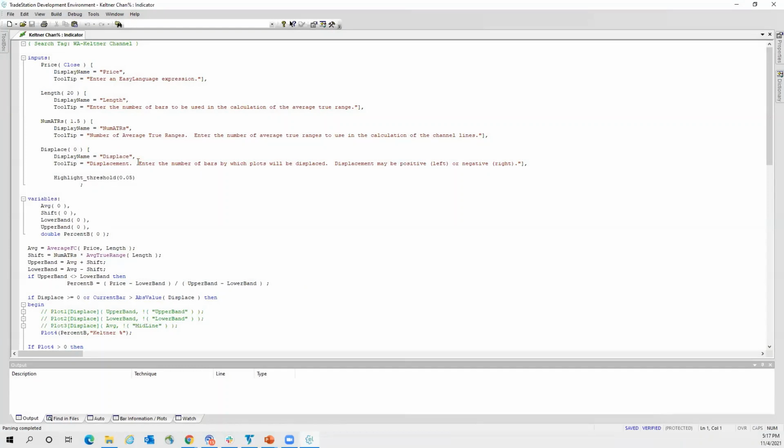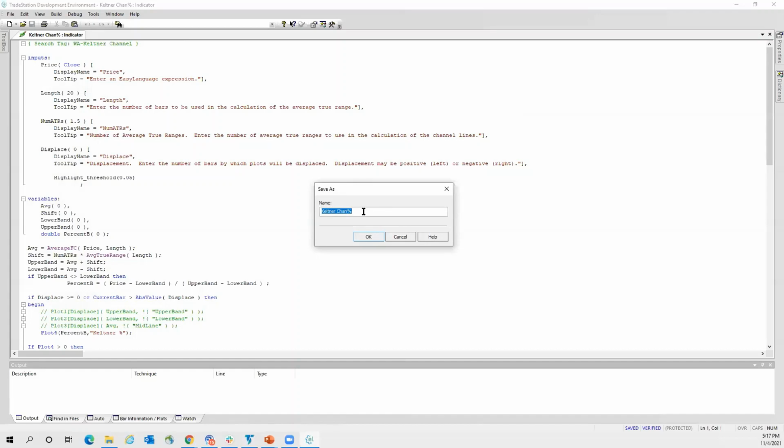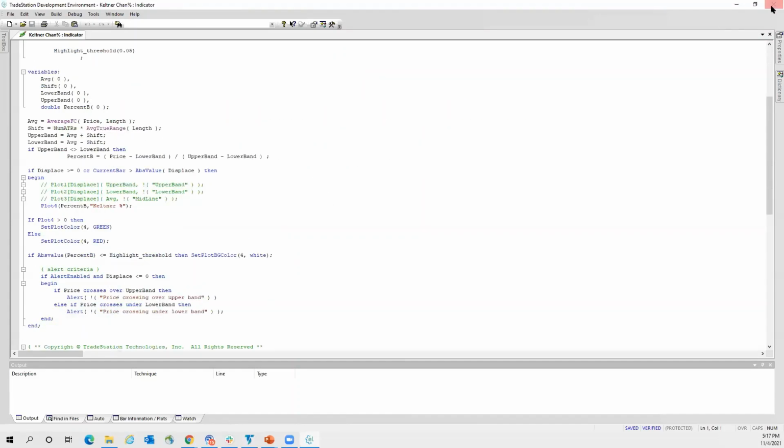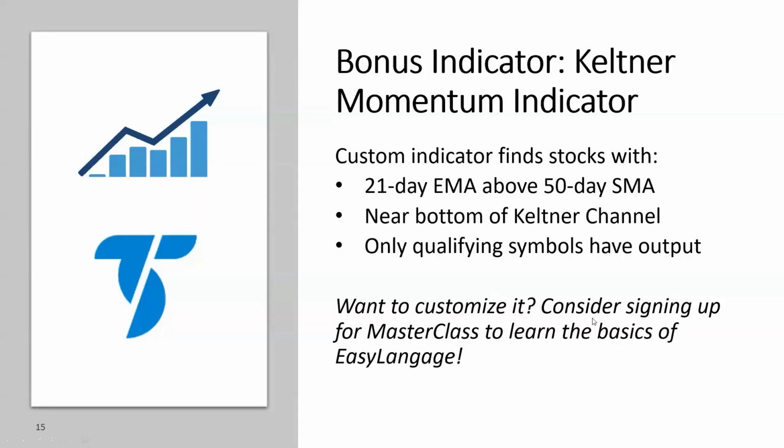So what you want to do is, here's my actual code. You can go here to Save As, give it another name, and then make changes on it. So I want to just share this with you. EasyLanguage is really powerful, really fun, and you don't want to think about doing the Masterclass to learn more.